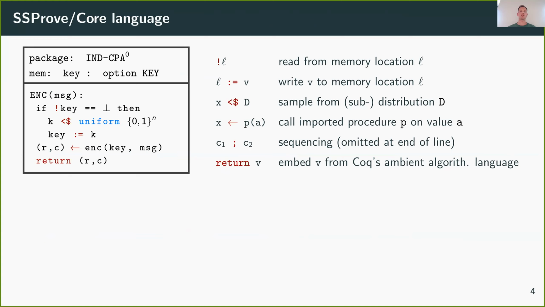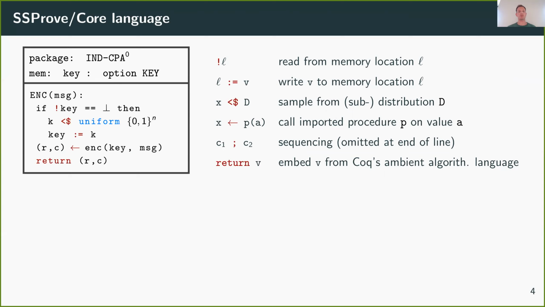The encryption procedure of the NCPA0 package showcases all of the salient language features of our cryptographic language. Because we make memory manipulation explicit, the key initialization check has to dereference the memory location key to look up its value. In the same vein, if no key is found, the random value is first sampled as the local variable k and then stored at location key.